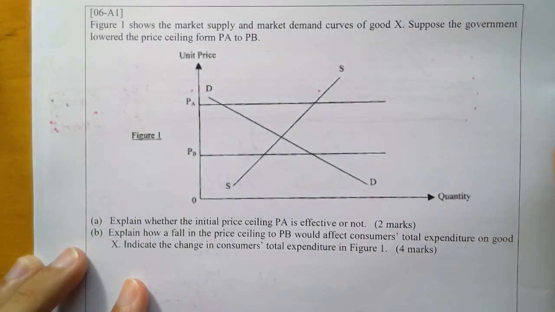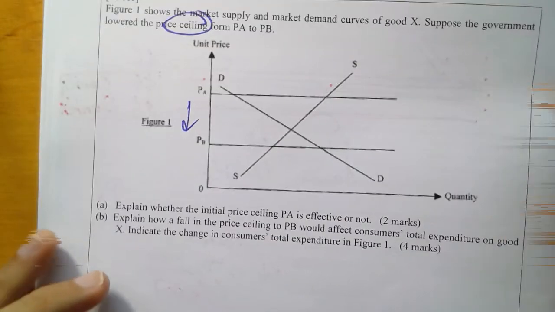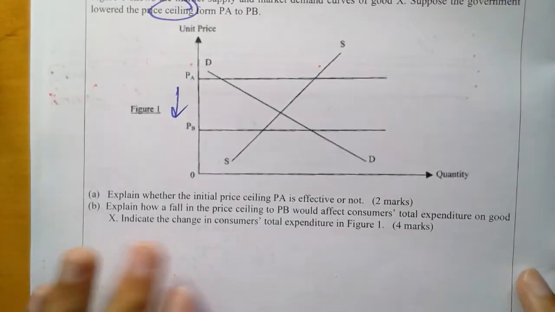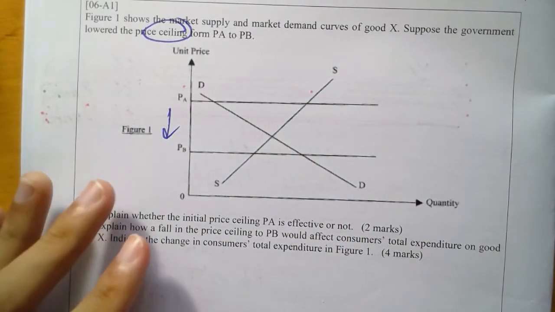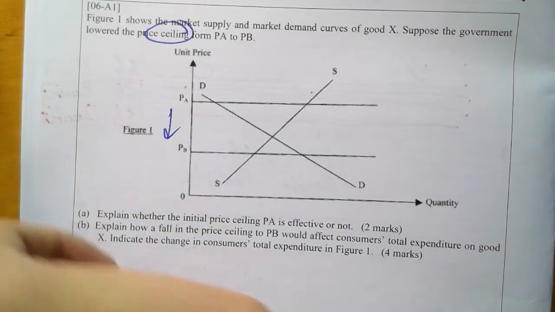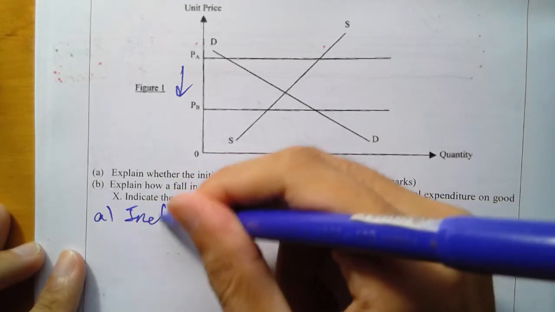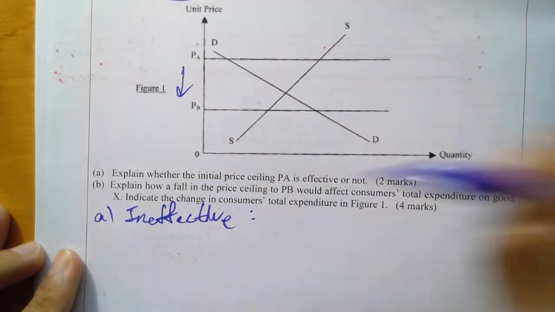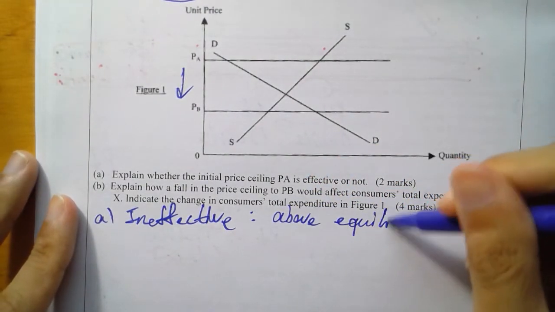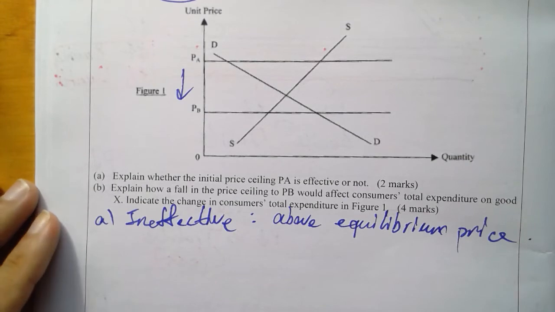Okay, now here they say, suppose the government lowers the price ceiling from PA to PB. Number one, check whether the initial one is effective or not. In case you forget, PA you don't know whether it's effective or not. You build a ceiling here. Do you see the cross? Yes, I see it. Meaning you cannot get rid of it. So A is actually ineffective. And the explanation is easy because it is above the equilibrium price. Since it is higher than equilibrium, it is useless.